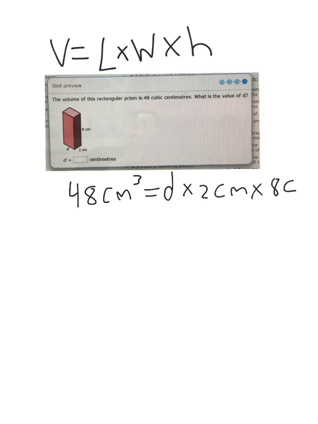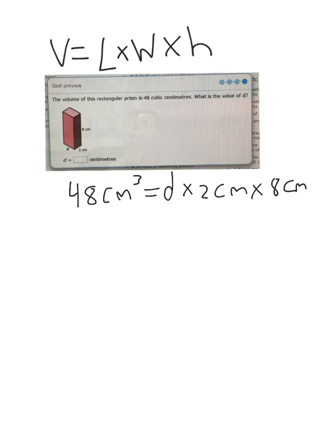In this last example, it's a little bit tricky because they're getting you again to use that algebraic thinking to find the missing variable d, so what we can consider our length. We know already the volume of this rectangular prism is 48 cubic centimeters or centimeters cubed, so we need to find the value of that. So let's fill in what we have. Our volume is 48 centimeters cubed equals d times 2 centimeters times 8 centimeters.